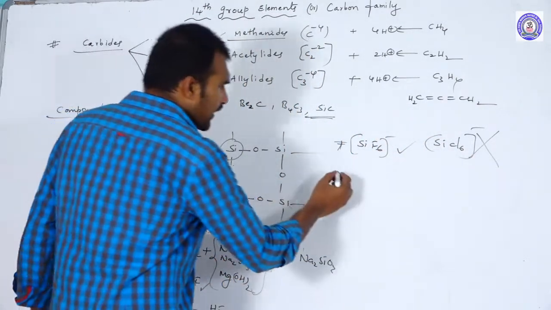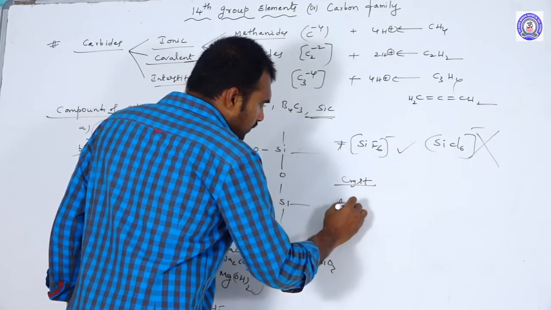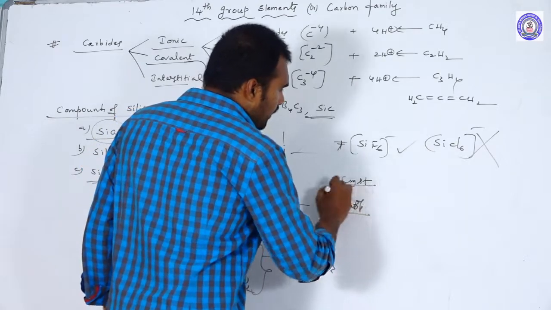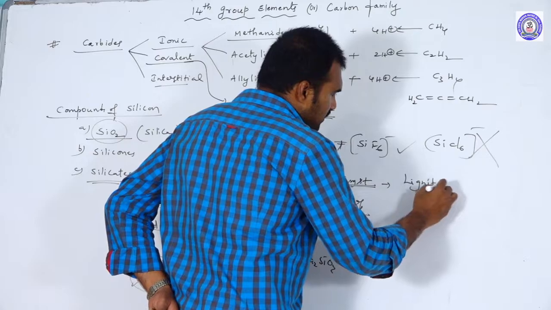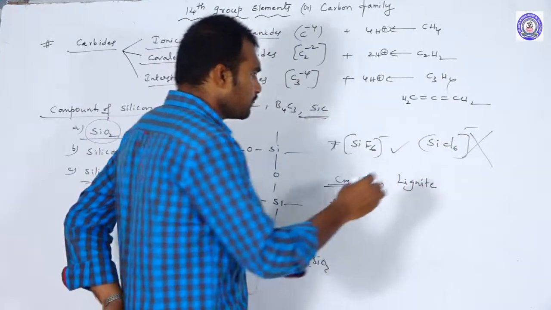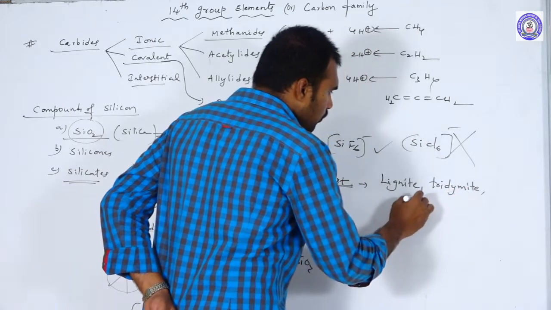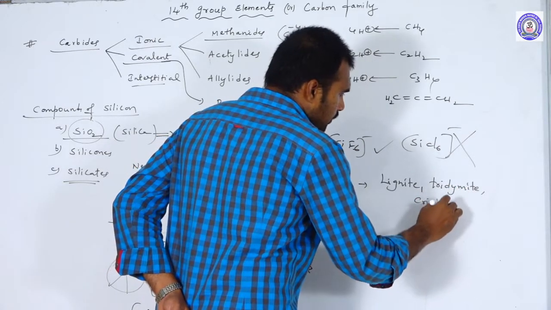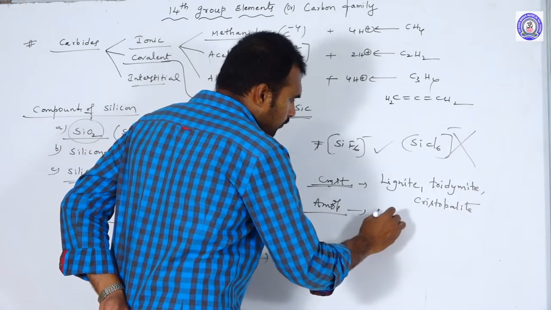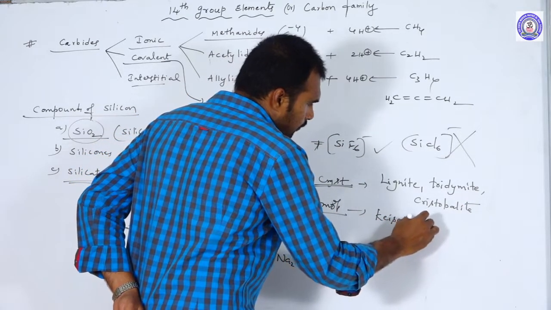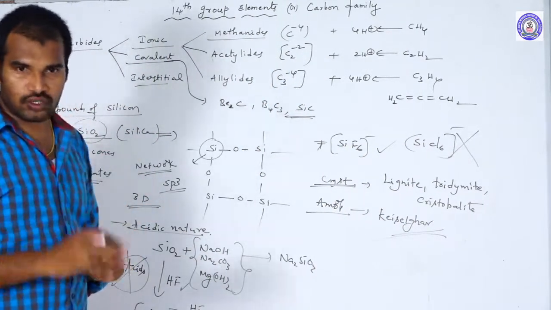This silica can exist in two forms: crystalline form and amorphous form. The crystalline forms of silica are quartz, tridymite, and cristobalite, whereas the amorphous form is kieselguhr. So this is about silica. Next, it is insoluble in water.